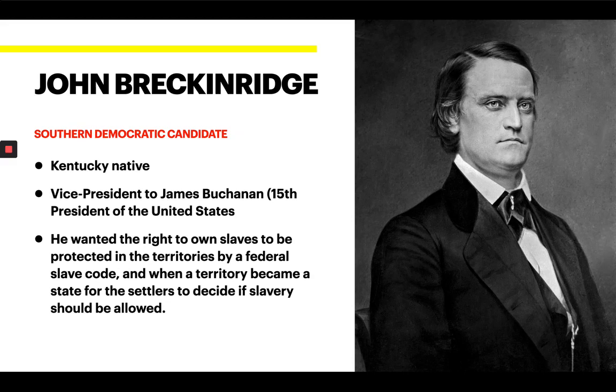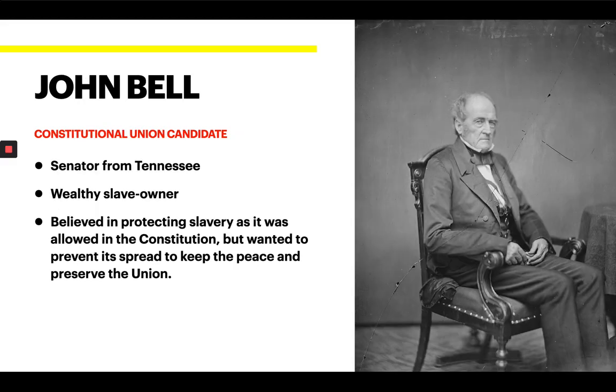But this was not the last of them. Okay? The Constitutional Union, which was a party shortly put together before all this, nominated a man named John Bell. He was a senator from Tennessee, a wealthy slave owner, okay, and he was also a defender of slavery. So we have two candidates here who are staunch defenders of the practice of slavery. We have one candidate who believes that states should choose for themselves if they want to be free or slave. And then we have a candidate who believes in the outright abolition of all slavery throughout the country.